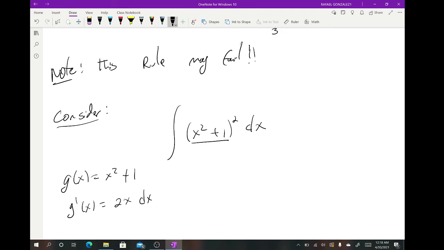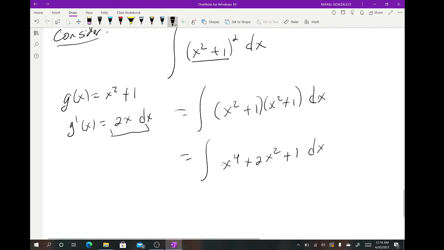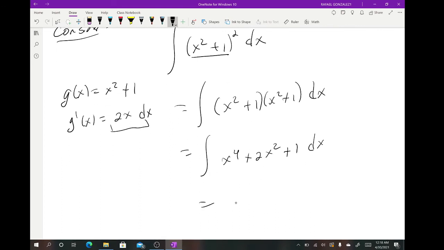So for this particular antiderivative, what you should do is just expand it, meaning do (x squared plus 1) times (x squared plus 1) dx, because the general power rule is not going to work because we are missing this derivative. And then you can find the integral of this. So it's going to be x to the 4 plus 2x squared plus 1 dx when you expand this. And then if you find the antiderivative of this, it's going to be x to the 5 over 5 plus 2x cubed over 3 plus x plus c.